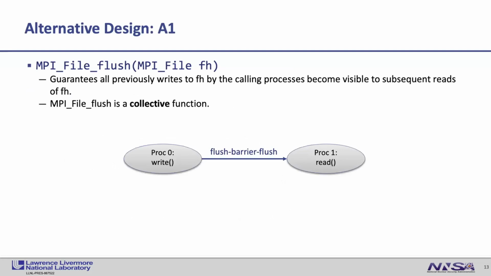The first is just introducing a single function, MPI file flush. This name has not been used in the standard, so we could use it. It's essentially a simplified version of MPI file sync, removing the persistency part and guaranteeing only consistency. This function is again collective. So instead of doing sync, barrier, sync, now you can do flush, barrier, flush to make sure the code is correct. This is the first design.